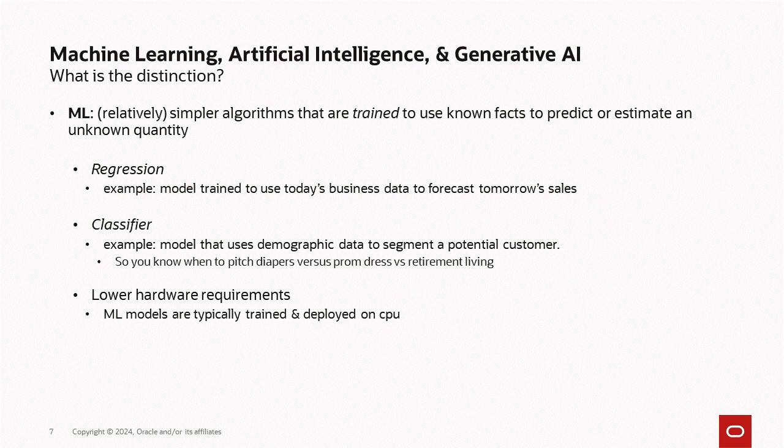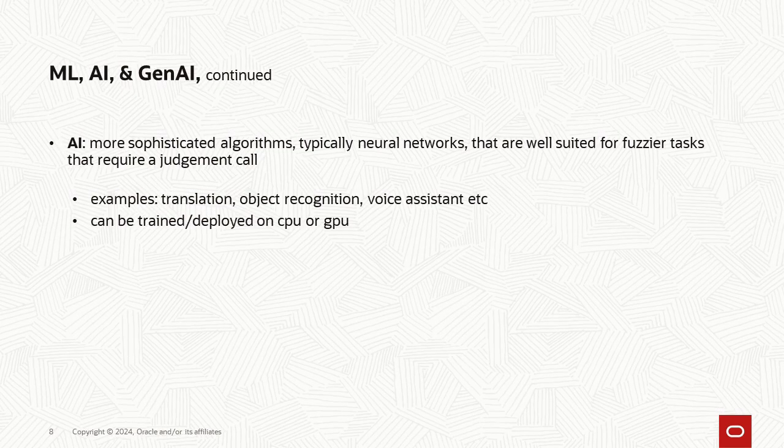Machine learning has lower hardware requirements. These are smaller algorithms that often are trained and deployed on CPU hardware, whereas when you bump up to more sophisticated algorithms like AI, there we're talking about using bigger algorithms that require more memory, and they're often trained on larger volumes of data. AI algorithms are typically neural networks, and they're very well suited for fuzzier tasks that require a judgment call. Very often AI models are trained on decisions made by people.